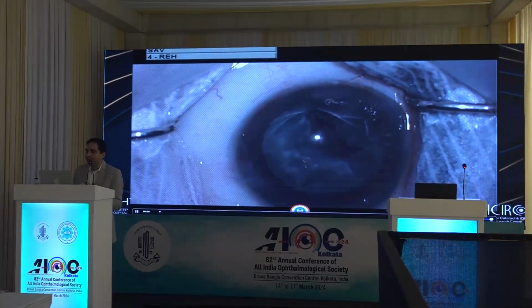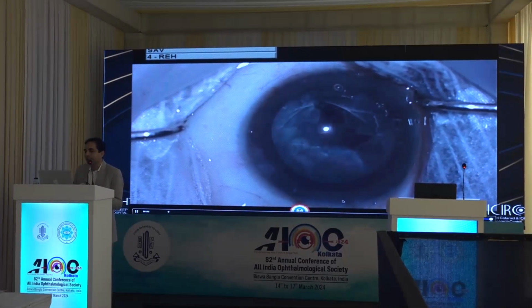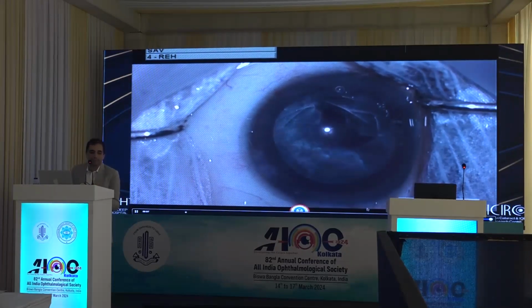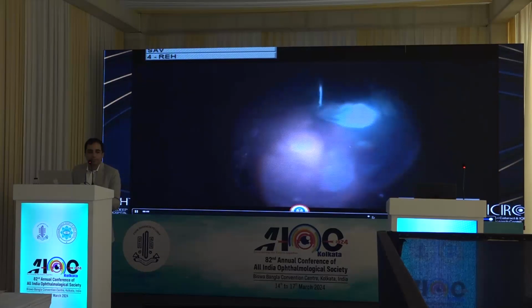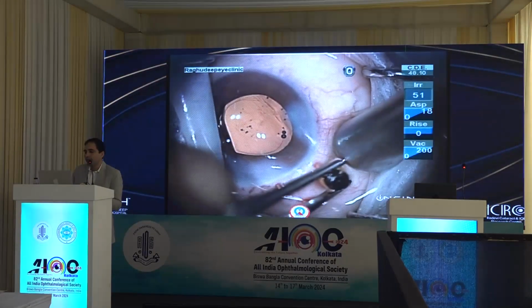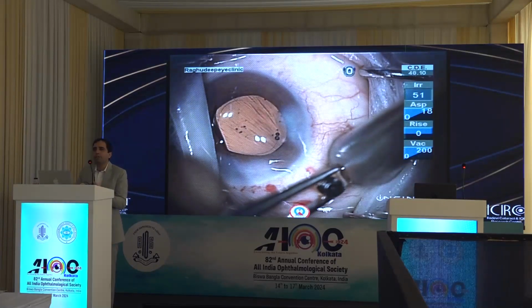But in most eyes, I would certainly recommend taking a suture at the main incision, even if it may be just a 2.2 millimeter incision. Just take a suture so that if the chamber is formed properly, it will be easier to make a pars plana entry. Another important point is when you remove the trocar, there is a tendency of a wick of vitreous coming in the area of the trocar.